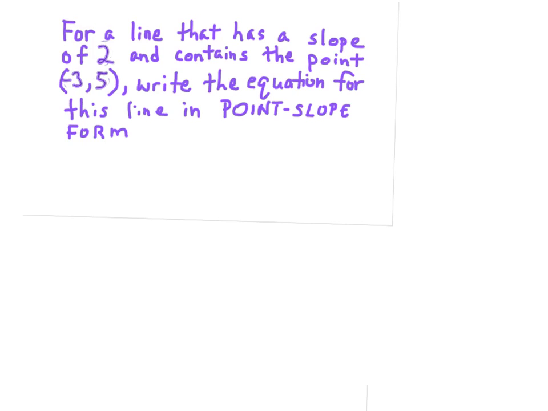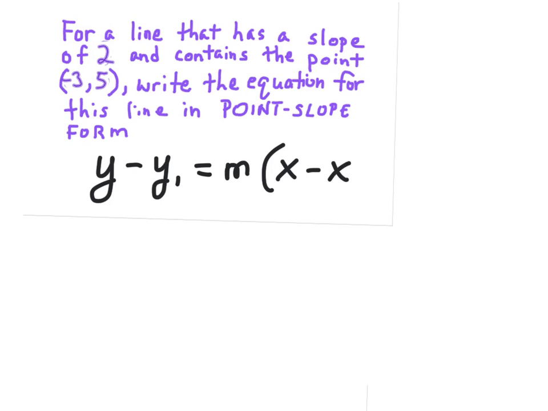Now let me write the form down. y minus y sub 1 equals m times the quantity x minus x sub 1. All right, I'll tell you what that means. The x sub 1, y sub 1. That's a comma, by the way, right here. I'll rewrite that so it's not.